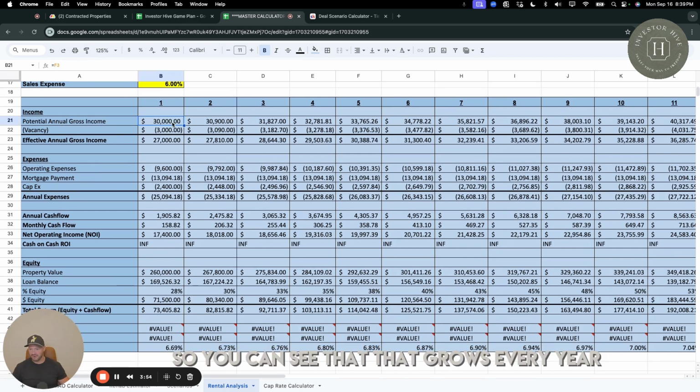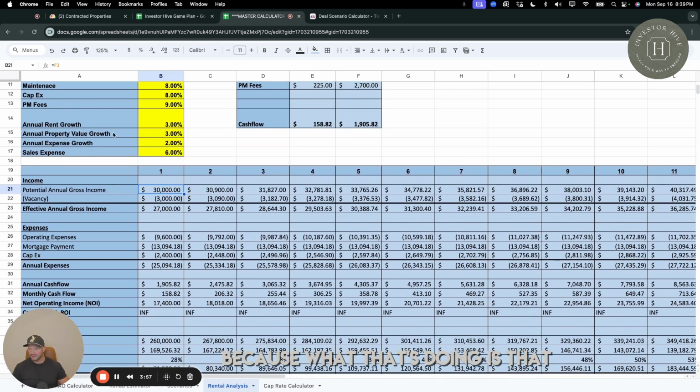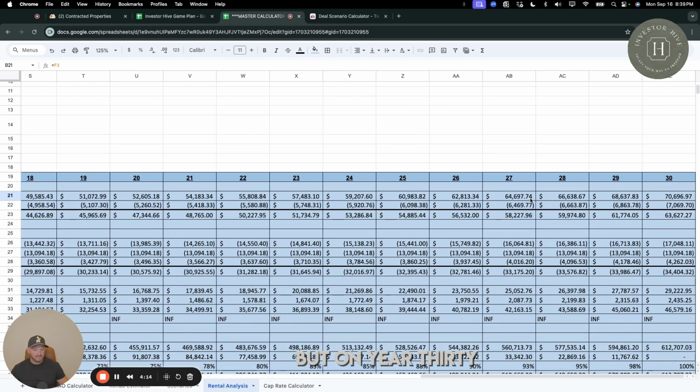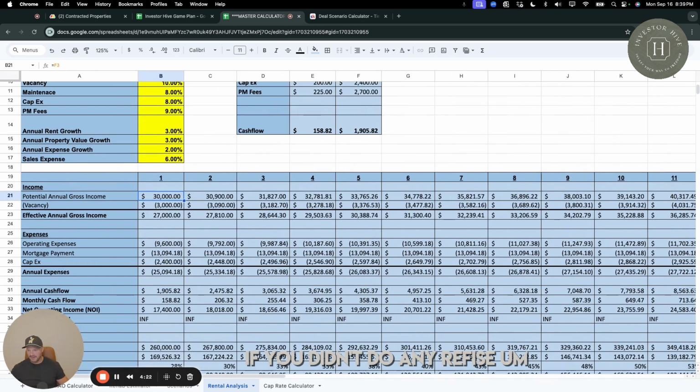So you can see that grows every year, because what that's doing is taking in the annual rent growth, the gross income coming in, that's increasing 3%, and it starts to compound on itself. That's where it gets really, really cool and fun, because on year one, you're making 30 grand gross, but on year 30, you're making $70,000 a year gross, and you probably don't have a mortgage if you didn't do any refis. So your vacancy, you're budgeting that every year, shows you all that stuff. Your operating expenses, your mortgage payment doesn't change.